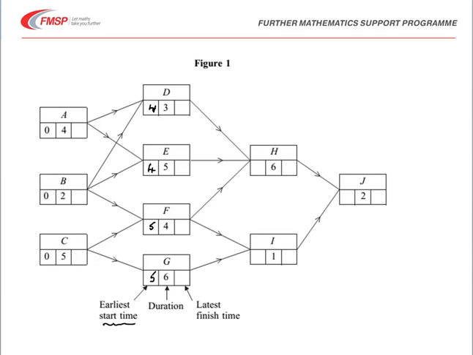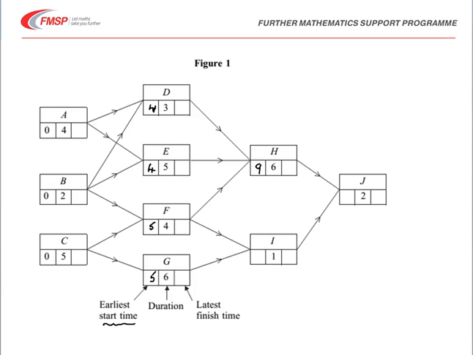H can be reached from D, E or F. So looking at the totals now, we've got from D a total of 7, from E and F totals of both equal to 9. So that gives us the largest value of 9.